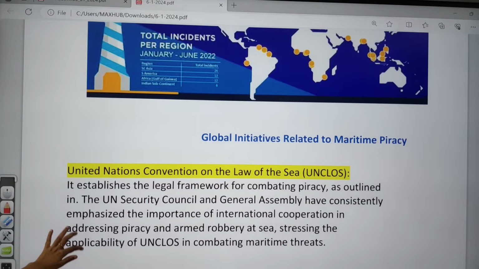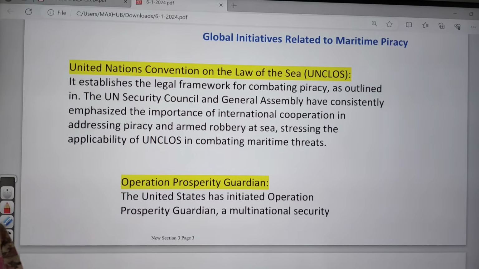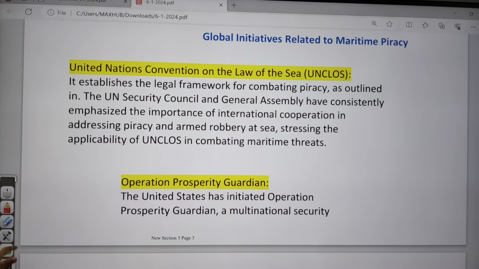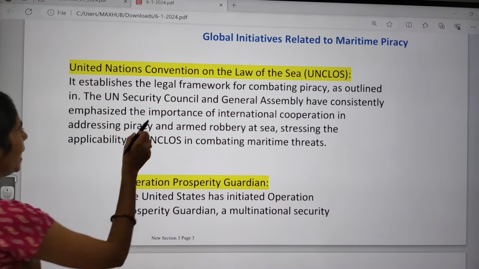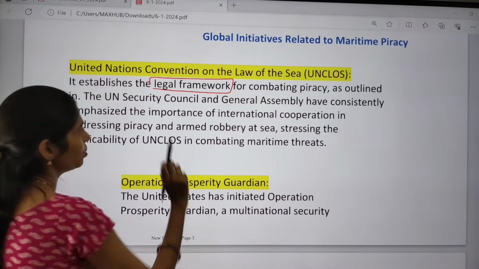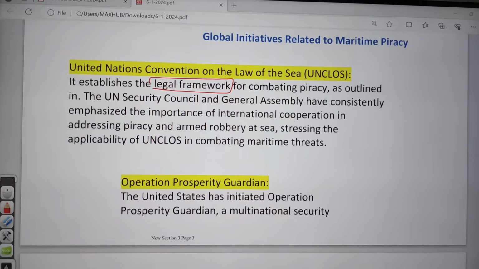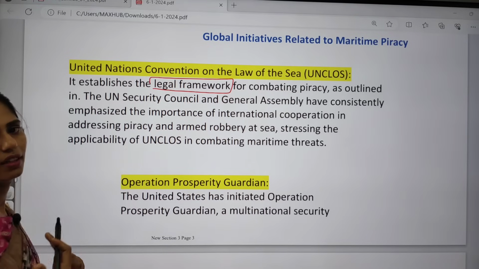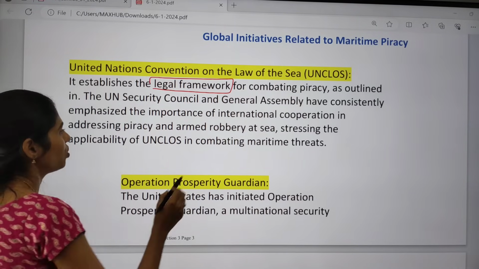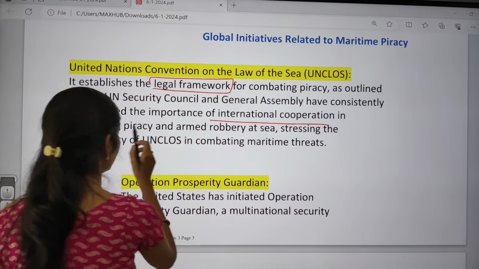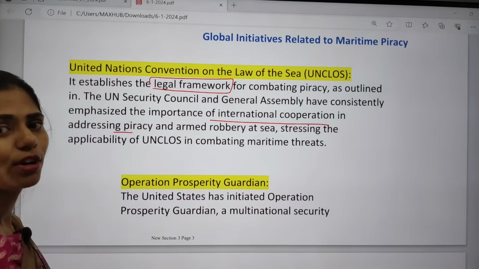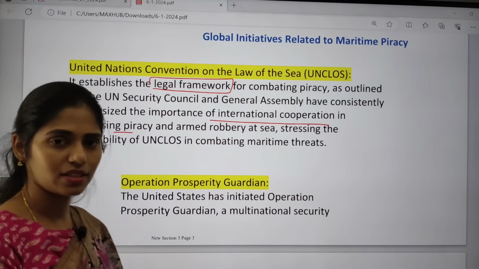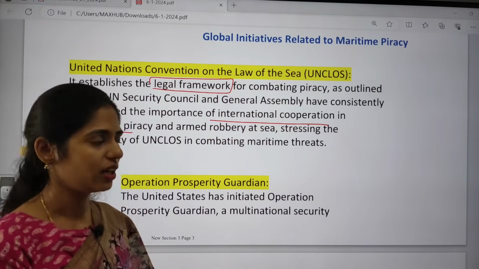Now let us see the global initiatives related to maritime piracy. It is very important for writing a Mains answer. The first one is UNCLOS. UNCLOS established a legal framework to combat piracy. It also outlined the steps that can be taken, how to focus on international cooperation in addressing piracy and armed robbery at sea, and how to combat maritime threats. All these were covered by UNCLOS.